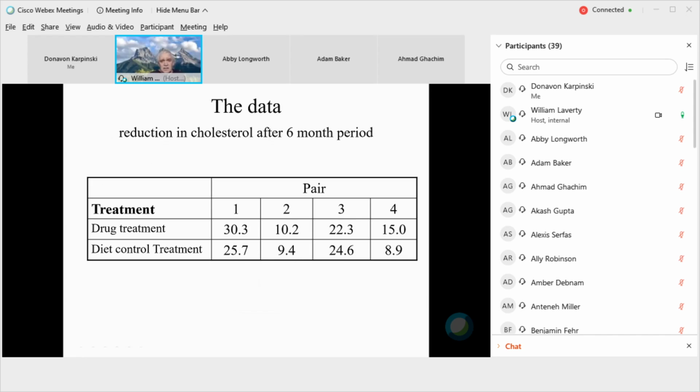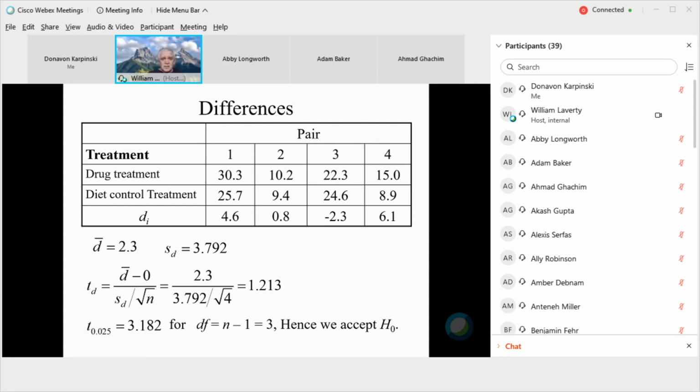There's the data collected after a 6-month period. This is the reduction in cholesterol. These are the ones who had the drug treatment. These are the ones who had the diet control treatment. Looks like the reduction for the drug treatment always seems to be a bit higher, except in this case here. So we compute the differences.